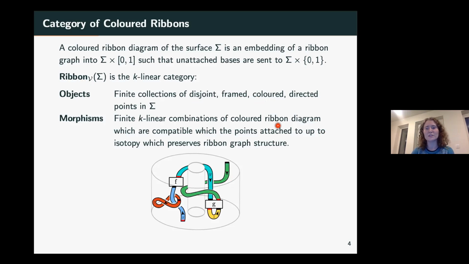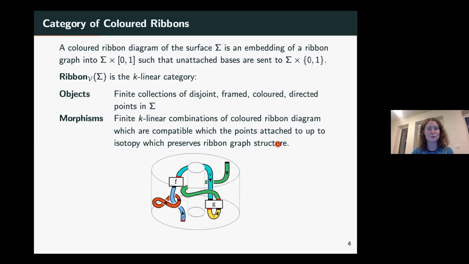So the morphisms are these colored ribbon graphs in diagrams. So we've taken our ribbon graph, we've embedded it into our surface, and we're going to take k-linear combinations. So k is just some field, or I think in general you can take a commutative ring with identity. And so you're just going to take formal linear combinations of these ribbon diagrams, and it's going to be a morphism from this set of points to this set of points. So in this case, it's going to be a morphism from this point labeled X to this point labeled, I can't remember, W, I think.